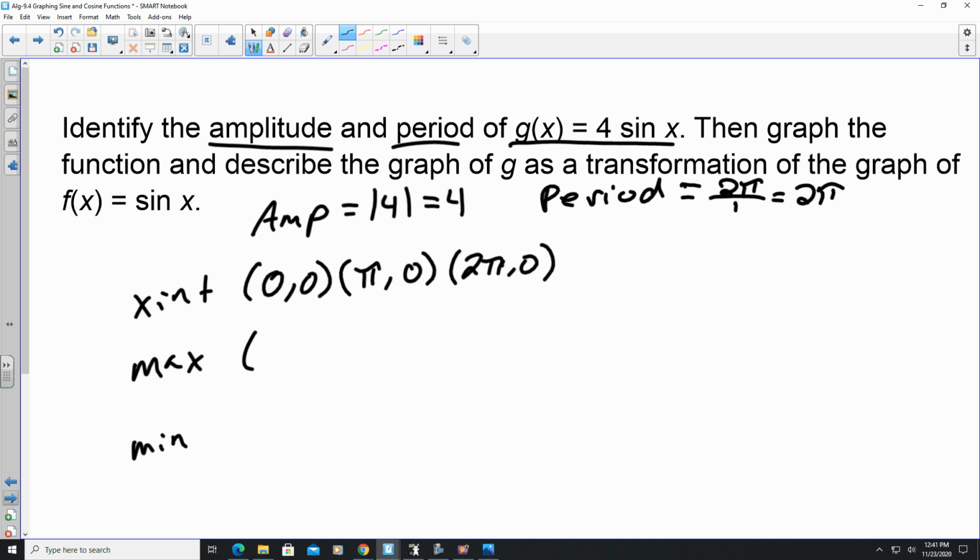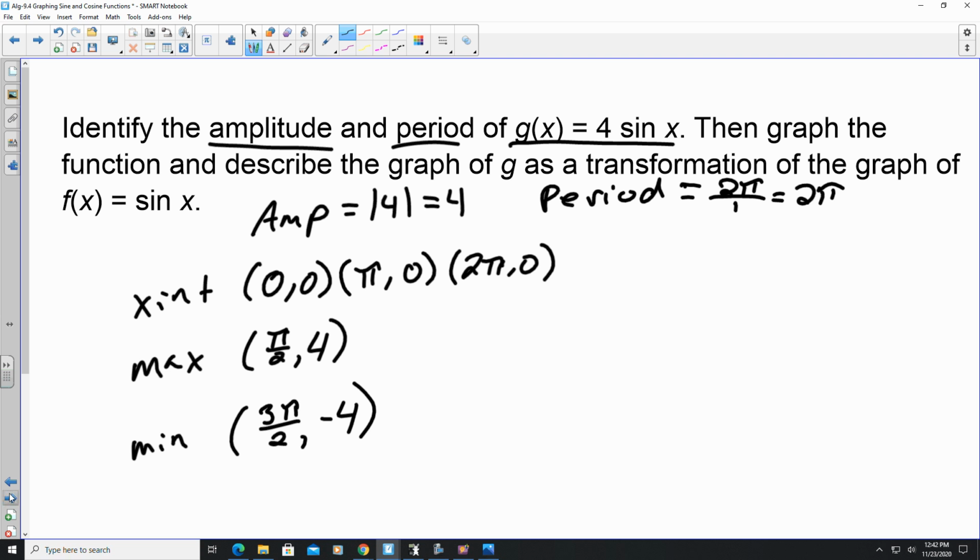The maximum value is going to be 1/4 times the period. So 2 pi divided by 4 is pi over 2, comma, the amplitude is 4, so pi over 2, comma, 4 is our result. Finally, we have a minimum value. The minimum value is going to be 1/2. I'm sorry, it's going to be 3/4 times the period. So 3/4 times the period is 3 pi over 2, comma, -4.